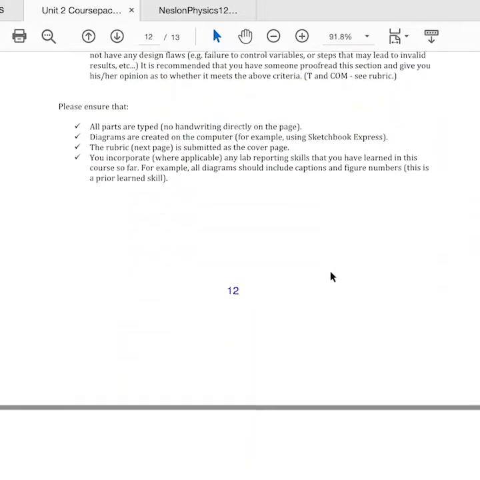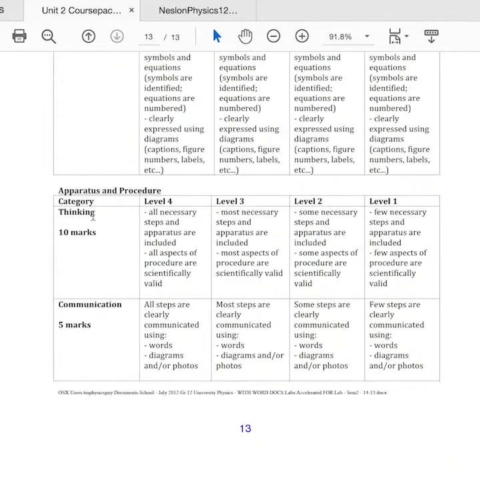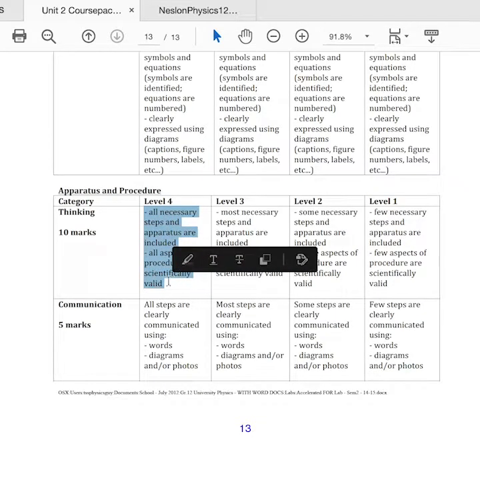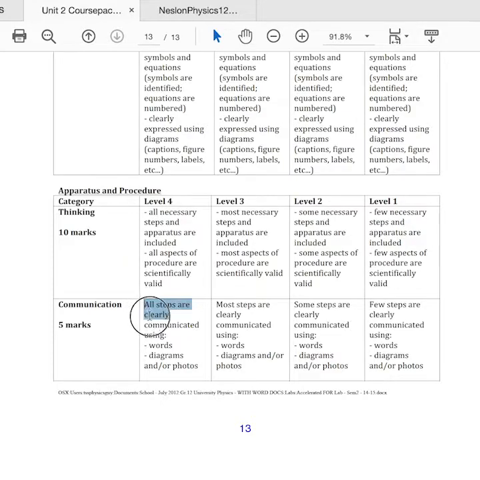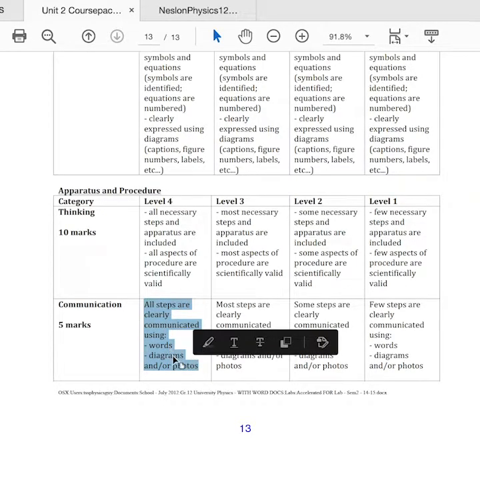Okay? Moving down, how are you going to be marked for this section? You'll be marked for thinking, 10 marks. This is basically where you're making sure that everything that needs to get done for a scientifically valid result does get done. Include all the steps needed so a grade 12 student from another school could follow along and execute this lab the way you did, and make sure it's scientifically valid. In terms of communication, once again, words, diagrams, and photos are necessary.